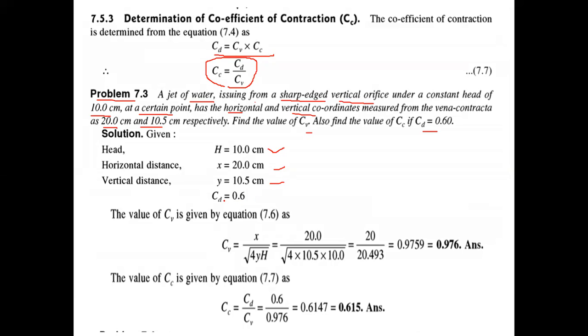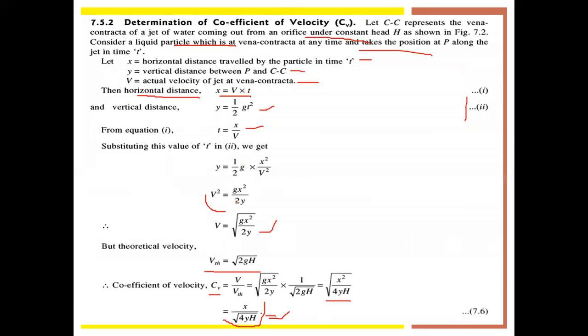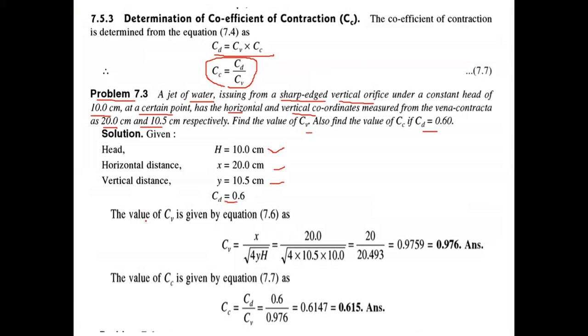Then what is the CD given? 0.6. Then from the coefficient of velocity equation, the value of CV is given by the formula CV is equal to x by root of 4yh. Substitute the x value, y value and h value. Finally, we are getting the answer 0.976.